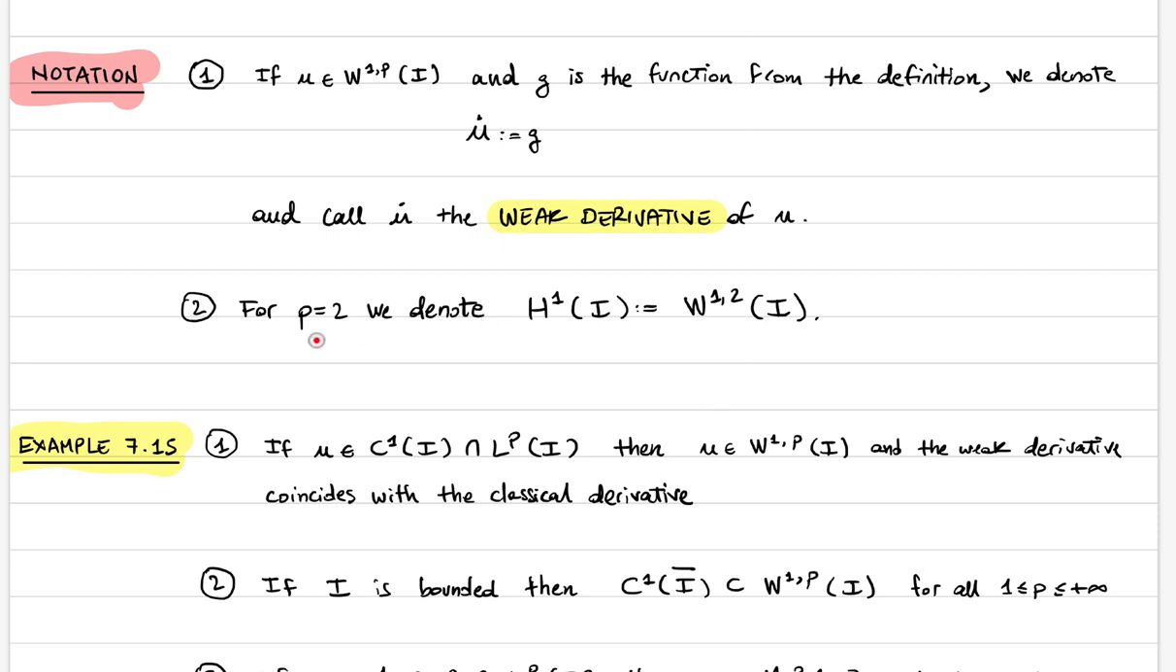For P equals to 2, we always have that P equals to 2 is a special case because you probably already imagine that you get a Hilbert space. So this W^{1,2} gets a special name when P is equal to 2, and it's called H1.